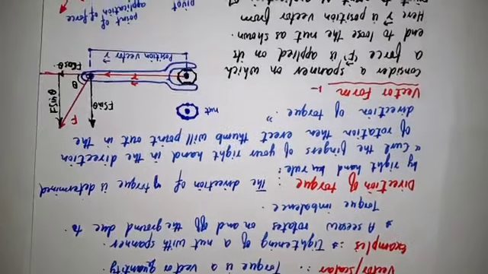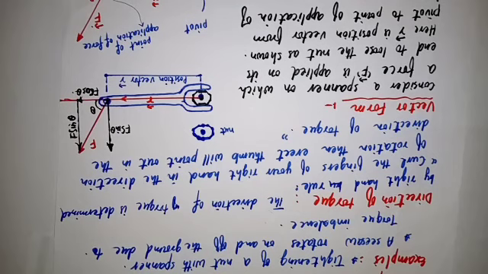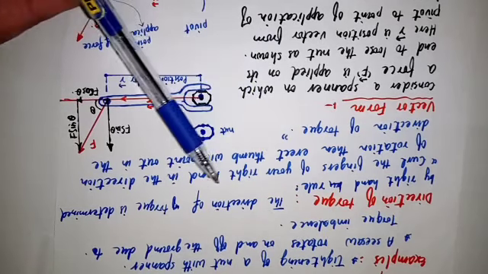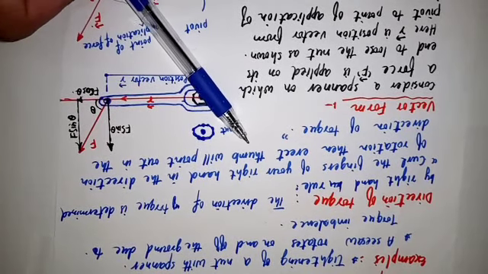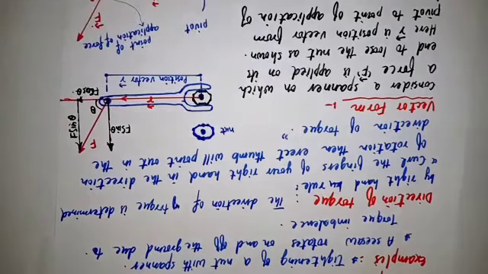Now we talk about direction of torque, and the direction of torque is determined by right hand rule. And right hand rule is very simple. Curl the fingers of your right hand in the direction of rotation. The erect thumb will point the direction of torque. So simply curl fingers of right hand in the direction of rotation. The erect thumb then will point the direction of torque.